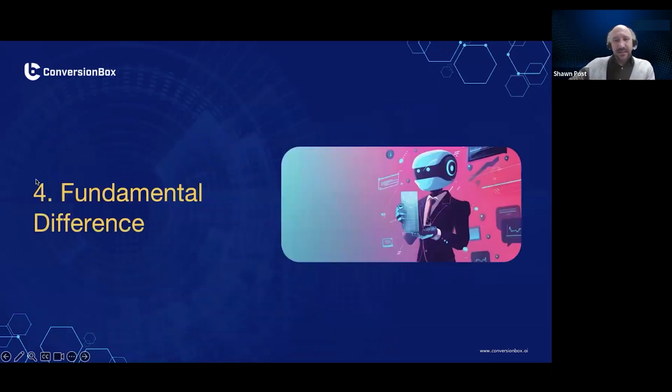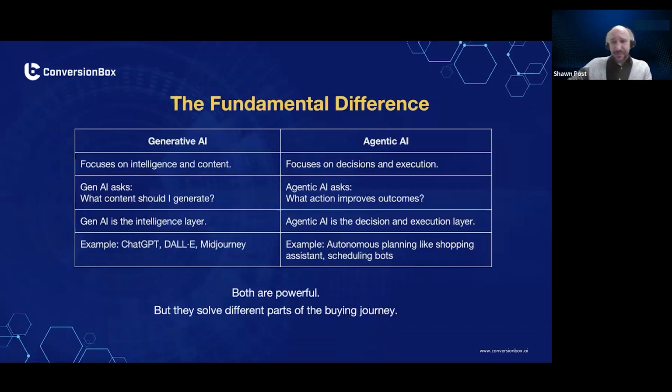Okay. And then let's look at the fundamental difference now. Generative AI is focusing on the content, whereas agentic AI is focusing on the decisions and the execution. Gen AI asks, what content should I generate? It's very reactive. Whereas agentic AI is saying, what action improves the outcomes? So it's looking to solve for the problem that you are presenting. Gen AI is the intelligence layer and it's building your content. Agentic AI is getting you to the decision and the execution layer.